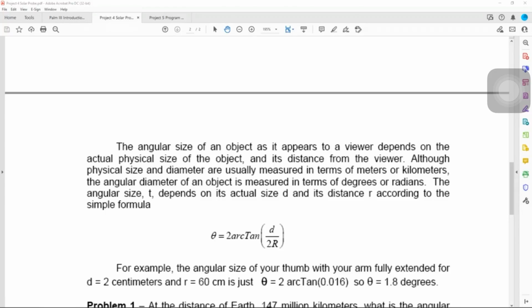Every time you move something far away from you, it looks smaller. 1.91. Can anybody confirm that? Come on, guys, I'm waiting for confirmation here.